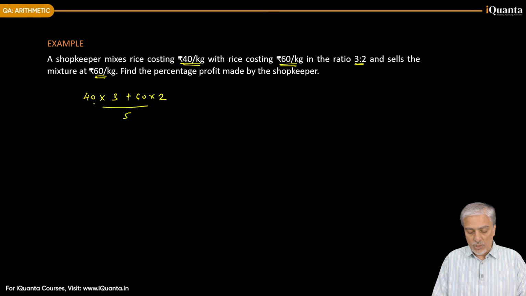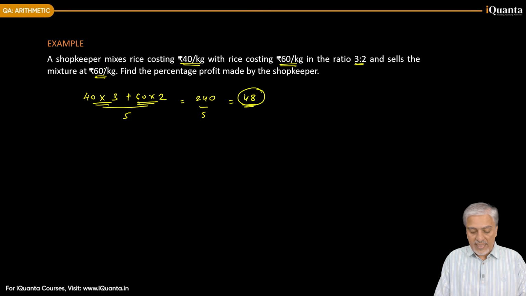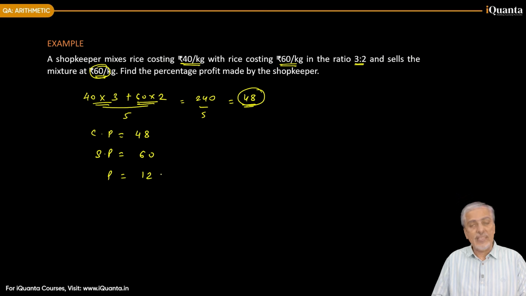Divide this by 5. So this becomes 120 plus 120, which is 240. 240 divided by 5 becomes 48. So his average cost price becomes 48 per kg and he's selling at 60. So what is his profit percentage? Cost price is 48, selling price is 60. Profit is 12 rupees, and therefore profit percentage is 12 upon 48 into 100, which is 1 by 4, which will be 25%.